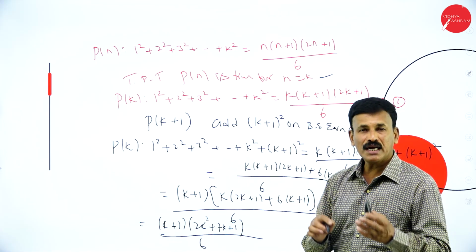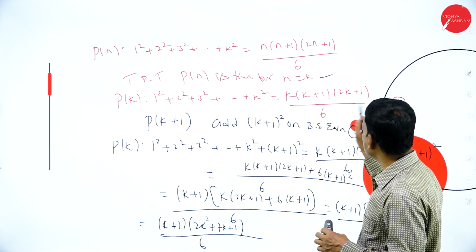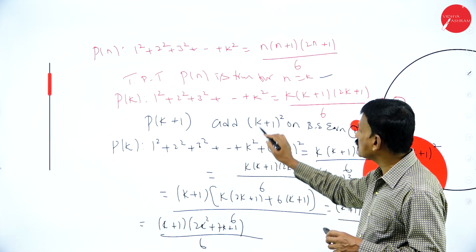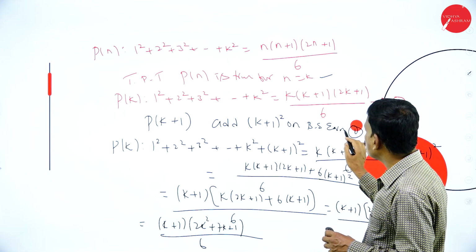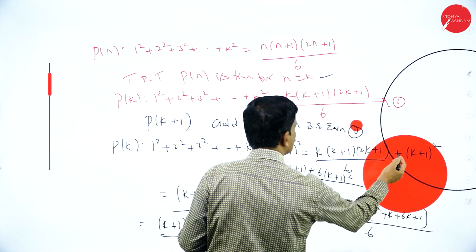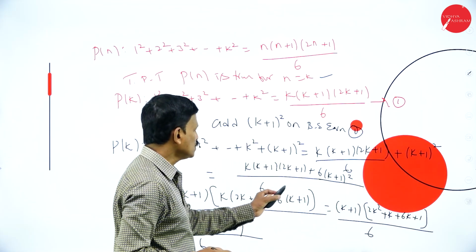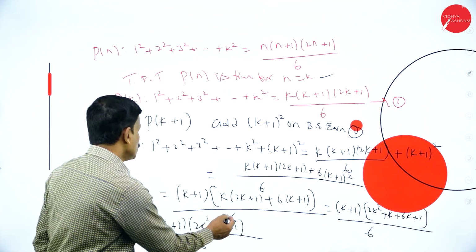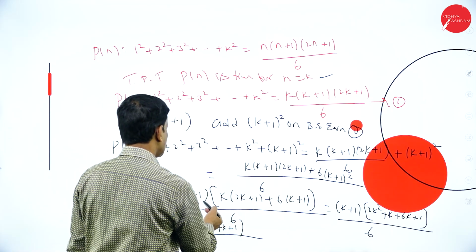So for that, add k plus 1 whole square on both sides of equation number 1. So what happens? P of k is 1 square plus 2 square plus 3 square, etc., plus k square, plus k plus 1 whole square, is equal to k into k plus 1 into 2k plus 1 by 6 plus k plus 1 whole square. Take LCM. 6 is LCM. Cross multiply, 6 into k plus 1 whole square. Here you can take k plus 1 as a common factor. K plus 1 is gone.